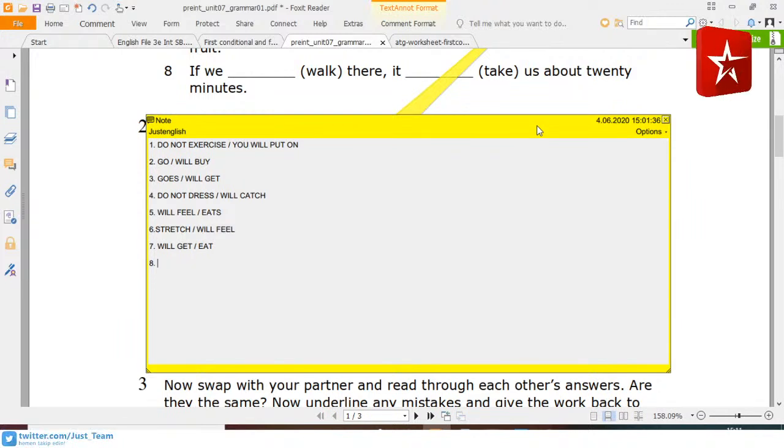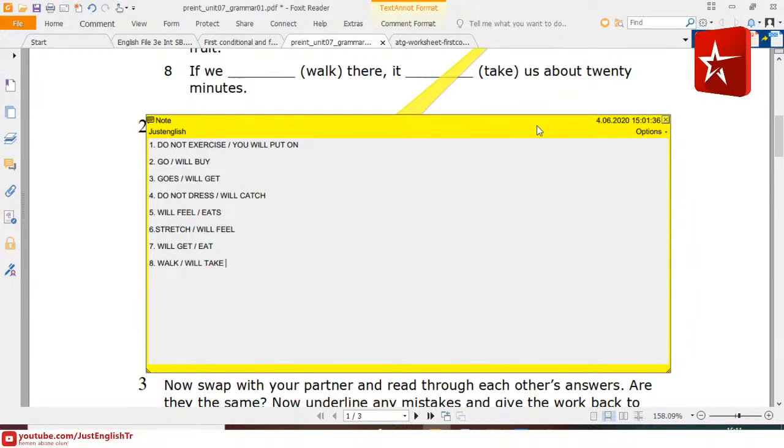To go says get, we can say should. If we get, we can say should. You should get. Alright. If we walk, let me write the correct answer for this one and then I will go back to the questions. If we walk there, it will take us about 20 minutes.